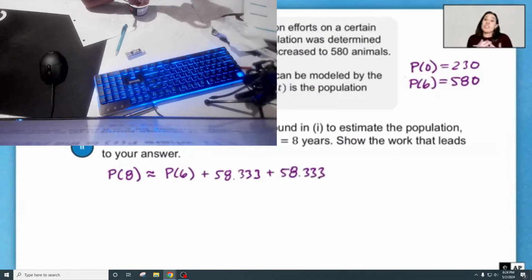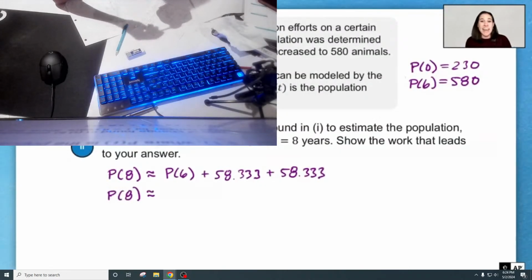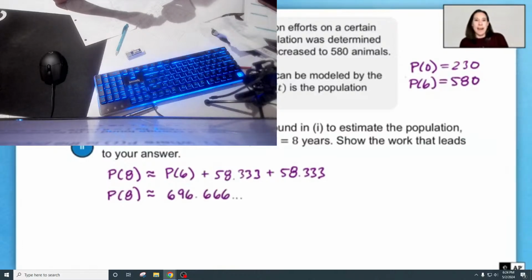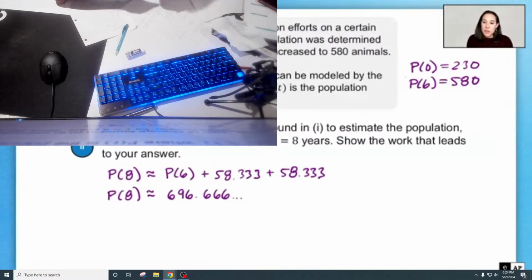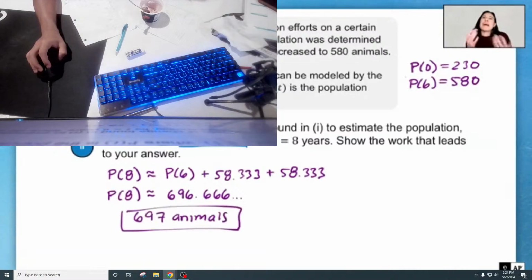So if I add that average rate of change 2 times, that will give me an approximation for p of 8. If I type that into my calculator, remember we know that p of 6 is 580. I add on that 58.333 twice, and that gives me a value of 696.666 if I'm using my exact value from earlier. Now remember, this question is asking us to do this to the nearest whole number, so I can't leave my answer like this. If we were to round to the nearest whole number, we would leave this answer as 697 animals. But I could also see us leaving this as 696 because we have that partial animal there. So in either case, you get full credit if you left this as 696 or 697.